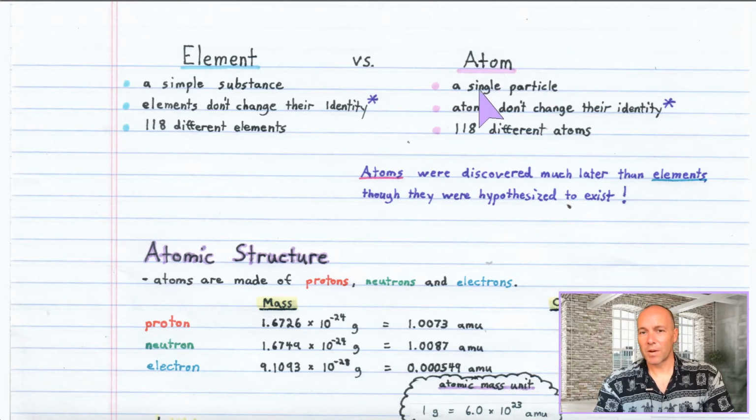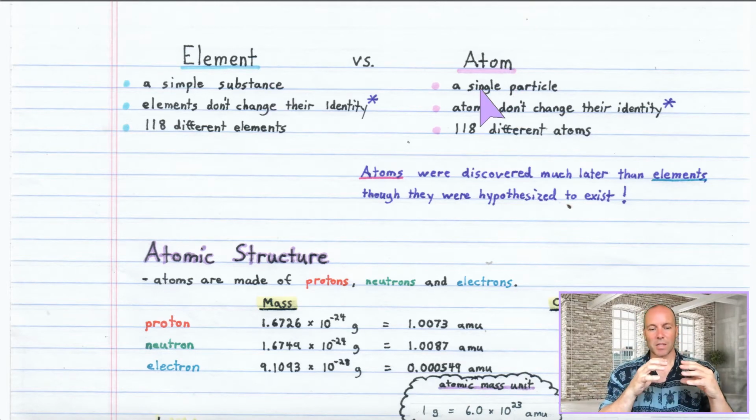So atoms are the tiny particles that make up an element. You see, an element is a substance. It's a large substance which you can put your hands on. You can observe its properties and such. So an atom, on the other hand, is a tiny particle that's too small to see, but it's what makes up this element.